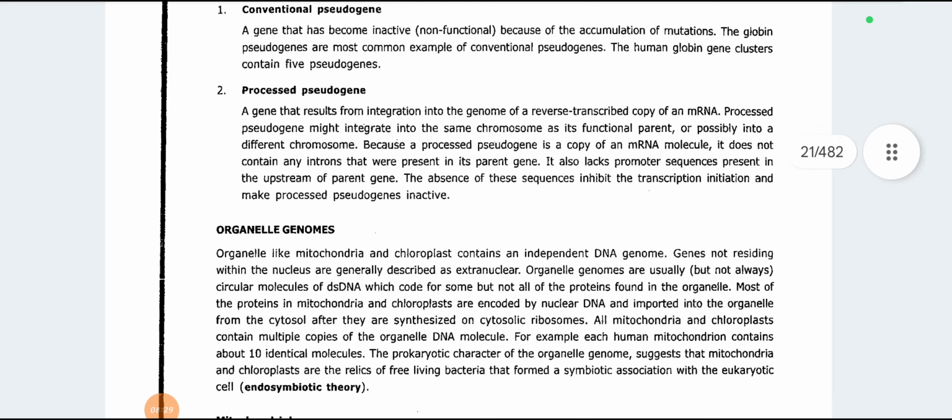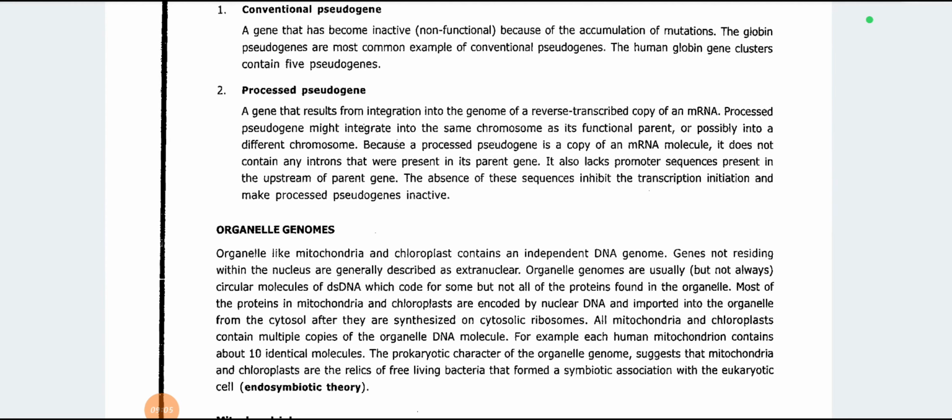And a processed pseudogene results from integration into the genome of a reverse transcribed copy of an mRNA. What does that mean? Some integration is there into the genome of a reverse transcribed copy. mRNA is reverse transcribed and integrated. A processed pseudogene may integrate into the same chromosome as its functional parent or into a different chromosome. So the reverse transcript is added, and this may be in the same chromosome from where it originated or into a different chromosome.